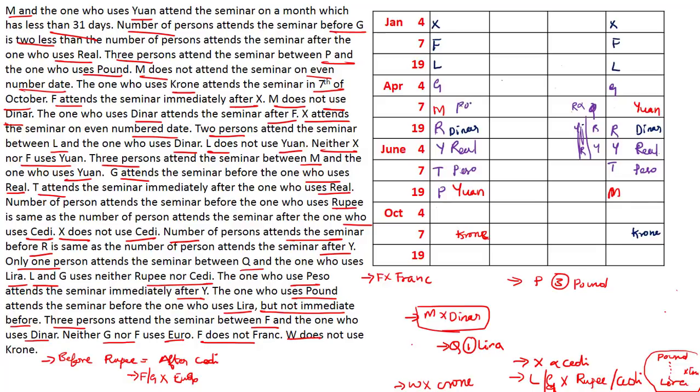So pound has to be placed at this particular place. I hope you got it. So pound has to be placed at that particular place. Now P can be here. If P is here, 1, 2, 3, pound can be here.